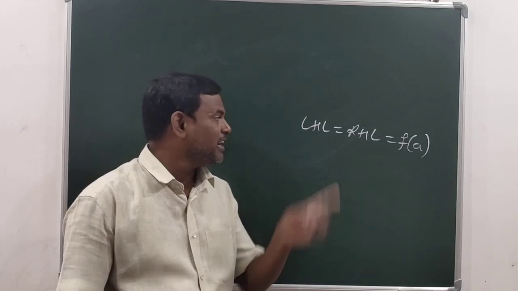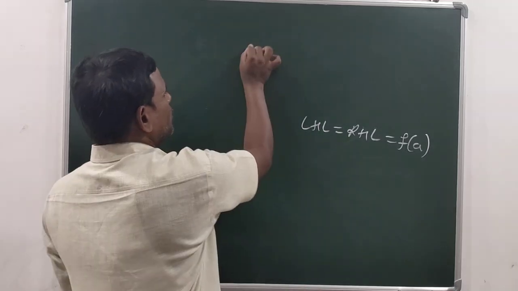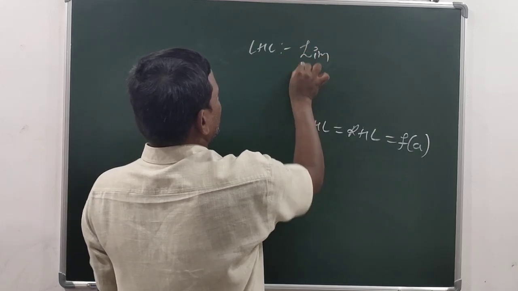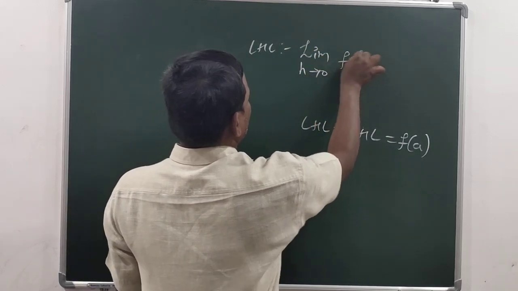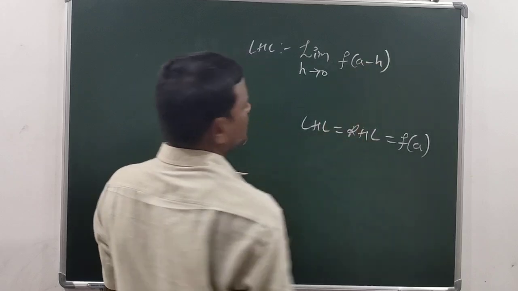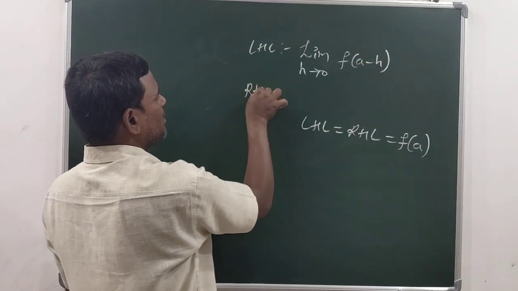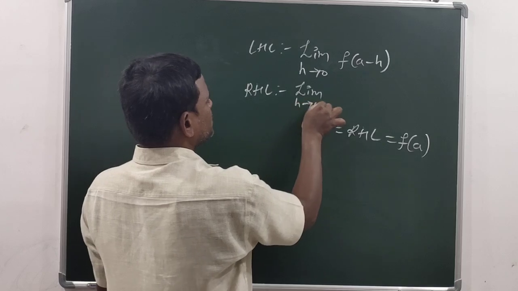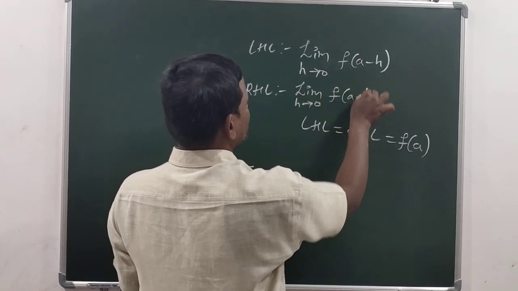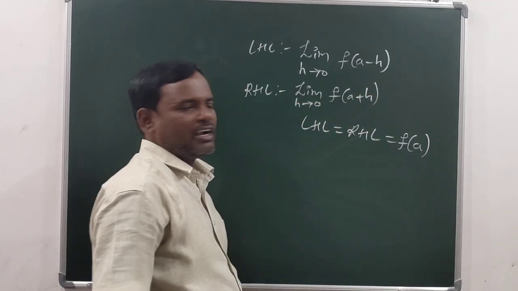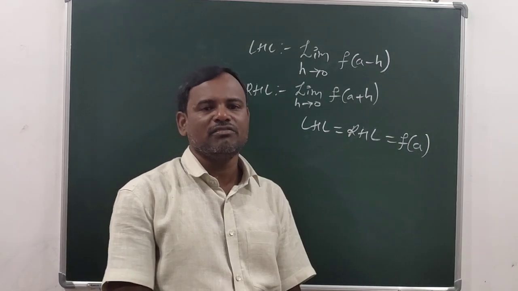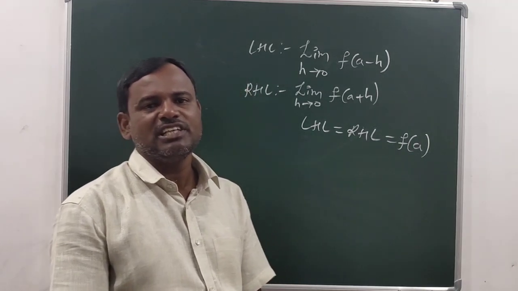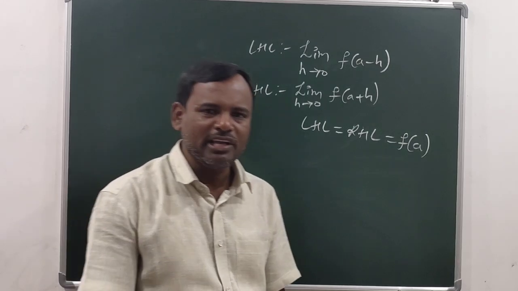How to check the left hand limit of a function. You know the formula: limit h approaches 0 f of a minus h, and for the right hand limit, limit h approaches 0 f of a plus h. Both must be equal, and both must be equal to the value of the function. Then only you have to comment that function is continuous at x equal to a.